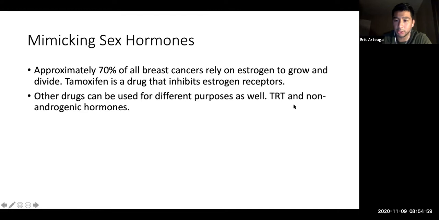So testosterone replacement therapy, or TRT, and androgenic hormones as well. Sometimes you'll see, especially in burn wards, they'll prescribe... I'm not too sure if there's a generic version of it. It's something that my LVNs might see often, but decaduroblin is a non-androgenic hormone that can be used for stimulating growth in tissues.